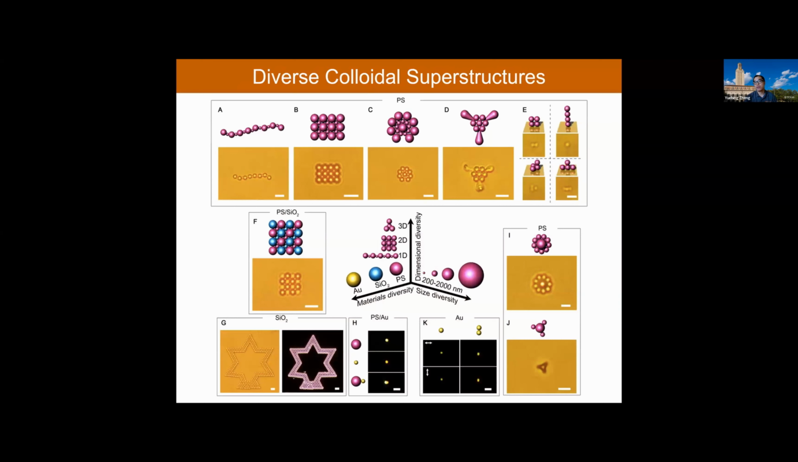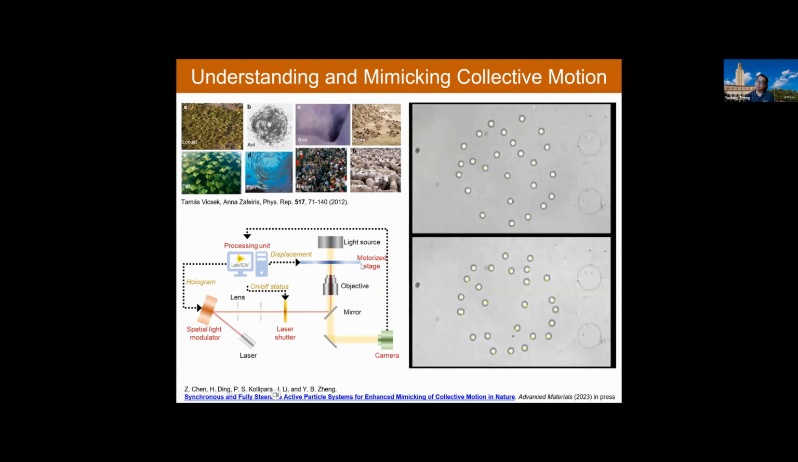And we can do this for all sorts of particles. As I mentioned, we are not limited by the type of particle, the composition, size, or shape. So we can create all sorts of superstructures, which become optically interesting because this kind of interparticle interaction can lead to new optical properties.